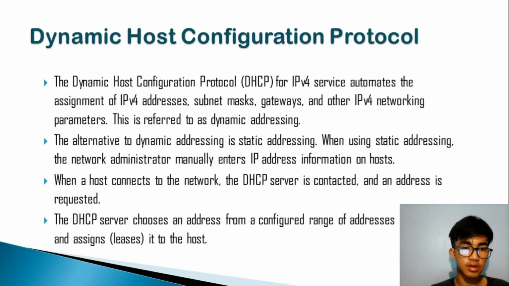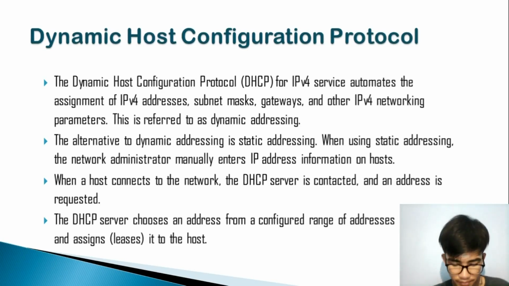So let's do the Dynamic Host Configuration Protocol. DHCP for IPv4 servers automates the assignment of IPv4 addresses, subnet masks, gateways, and other IPv4 networking parameters. This is referred to as dynamic addressing. The alternative to dynamic addressing is static addressing. When using static addressing, the network administrator manually enters IP address information on hosts.